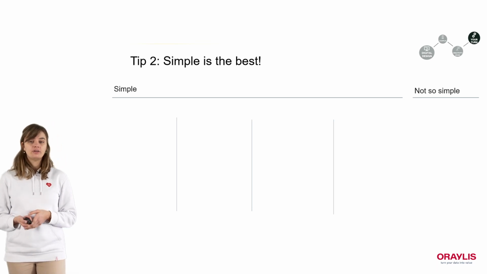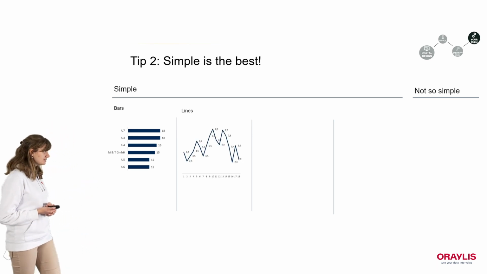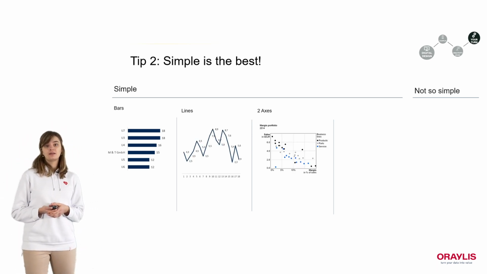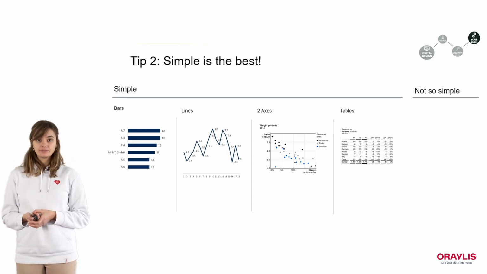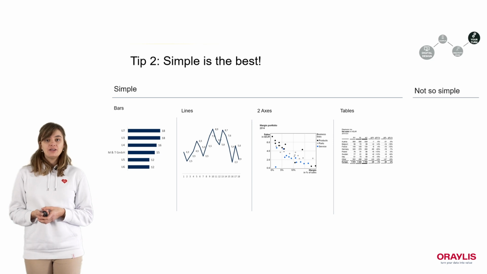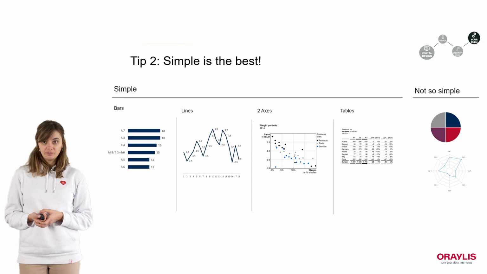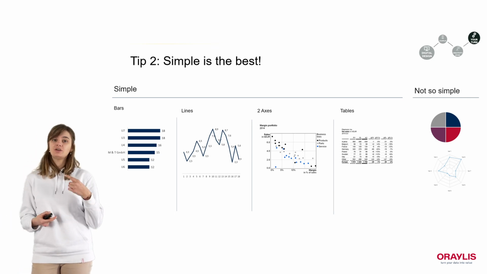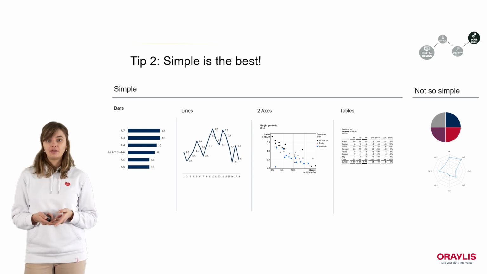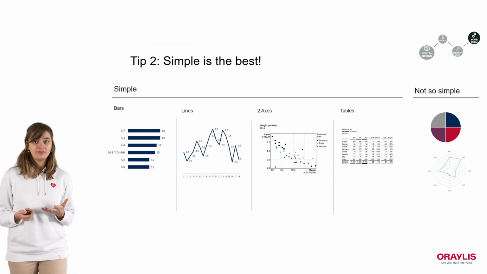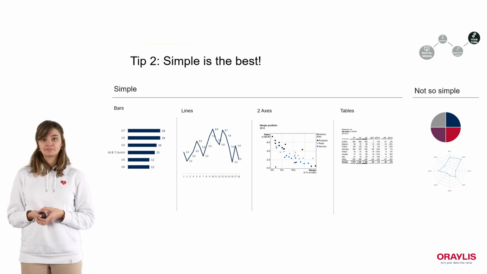Charts which are easy to read are, for example, bar charts, line charts, charts with two axes, like the scatter plot, and tables. Pie charts or donut diagrams, however, are not so simple to read because the human brain has to interpret the colors, the numbers, and the circle angles. And if you remember, we learned in the first tip that humans only see one thing at a time.